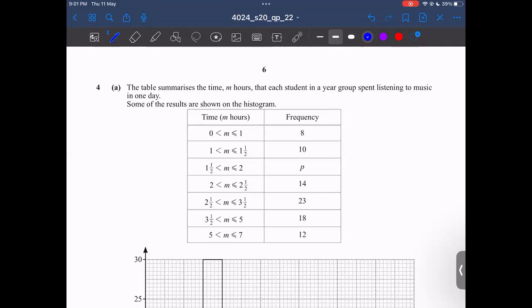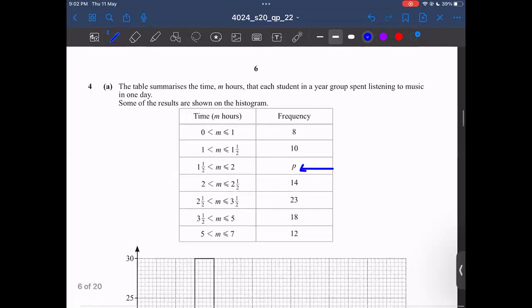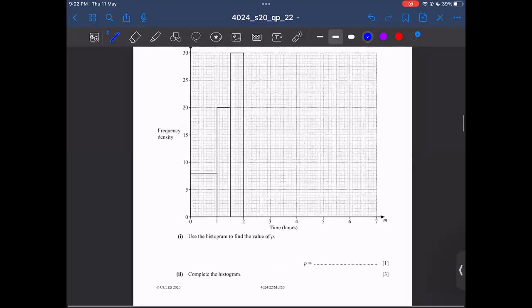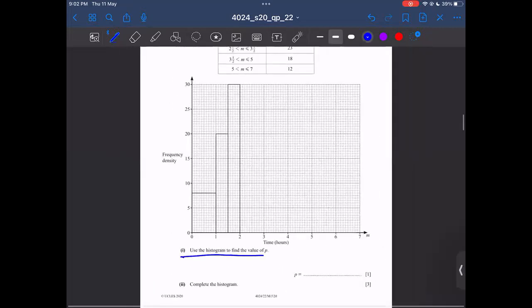2 to 2.5 hours is 14 students. 2.5 to 3.5 hours is 23 students. 3.5 to 5 hours is 18 students. And 5 to 7 hours is 12 students. Now you can easily see that we don't have the value for 1.5 to 2. This P value is unknown, and that is what they are asking in the first question. Find the value of P.